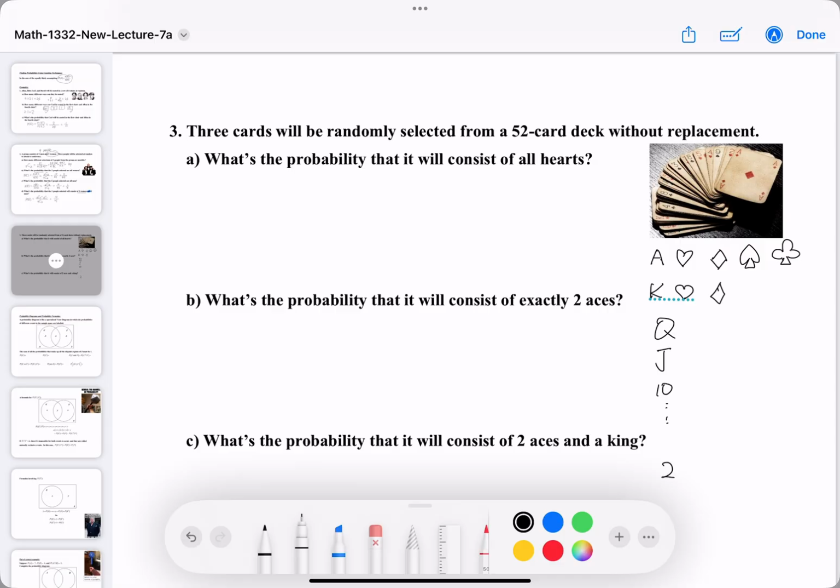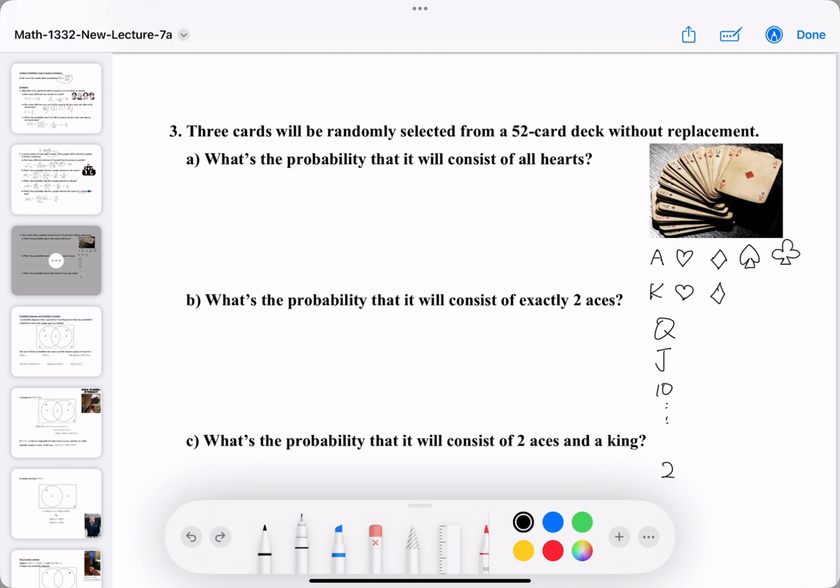And totally, we have 52 cards. So how many hearts do we have? 52 divided by 4, 13. So we are going to have 13 hearts. And how many diamonds do we have? We also have 13 diamonds. And how many kings do we have? We have 4 kings: king heart, king diamond, king spade, king club. All right, I talked about our cards. Let's see the question.